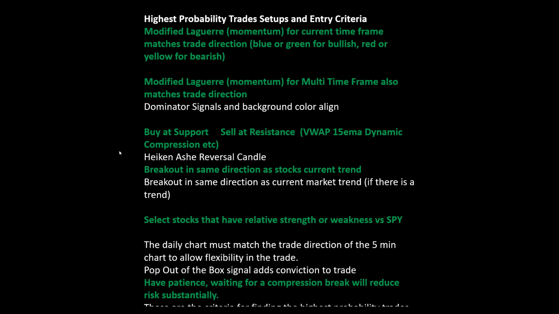So these are the criteria that we look at technically and with the compass system, looking for institutional involvement in trades. We're only going to take stocks that have institutional involvement, and those are going to be measured by the momentum, basically the current time frame Laguerre and the multi-time frame Laguerre. We also take a look at the quant line. All right, so that's how we find the trades, and we'll look for some of those.